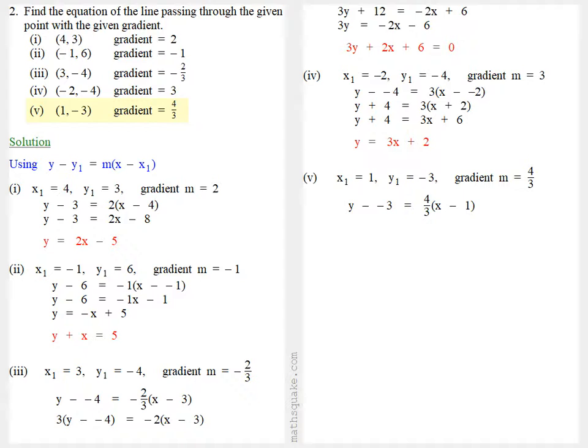If we multiply both sides by 3, that gives us 3 into y take away -3 equals 4 into x minus 1, which is 3y plus 9 equals 4x minus 4, and if we subtract 9 from both sides, that gives us 3y equals 4x minus 13.